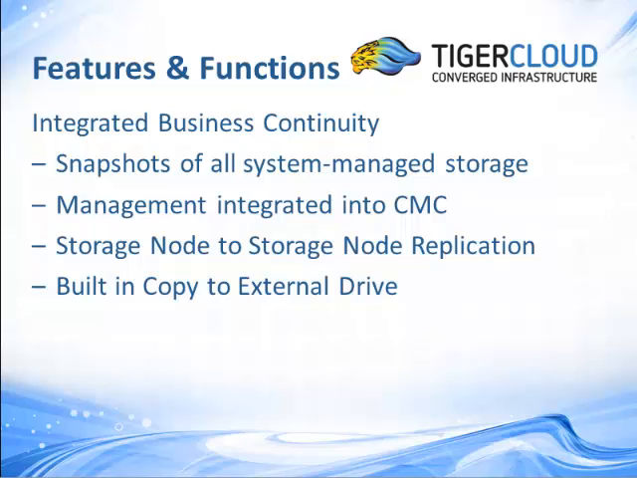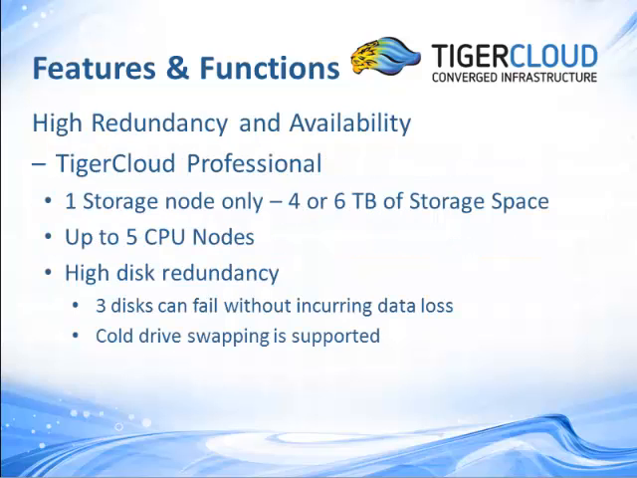As a part of the business continuity and disaster recovery piece, there is storage node to storage node replication available. Recall that you can do local replication across your LAN or remote replication across the WAN. And if you don't want to replicate to an additional tigercloud device, you can copy your information to an external hard drive. In a single node, we will have 4 or 6 terabytes of storage space, depending on the model you receive. You can put up to 5 CPU nodes attached to that single storage node.